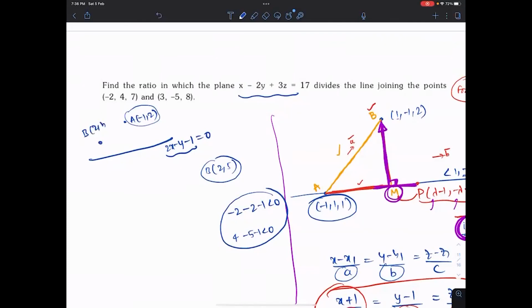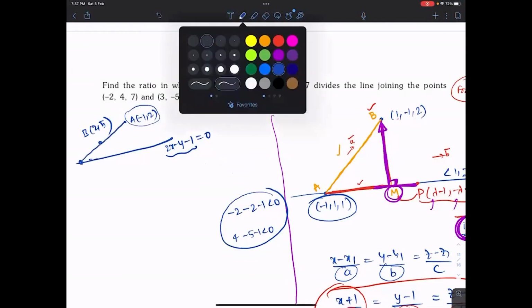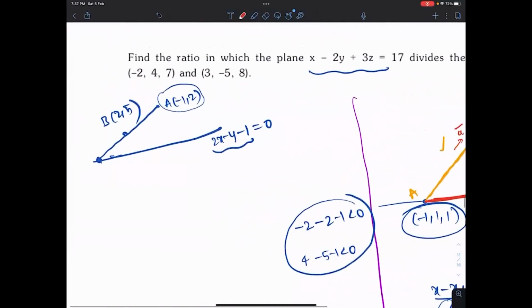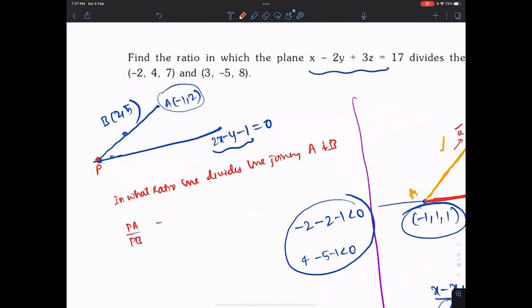Okay, so 2 comma 5, this is the correct figure. Okay, now if I extend like this, if you extend, it will intersect at some point, this AB. If they ask you in what ratio the line divides the line joining A and B, that means they are asking PA by PB. Simply what you will do is minus of L of A by L of B. That will be the answer. Okay. So P divides A and B externally.